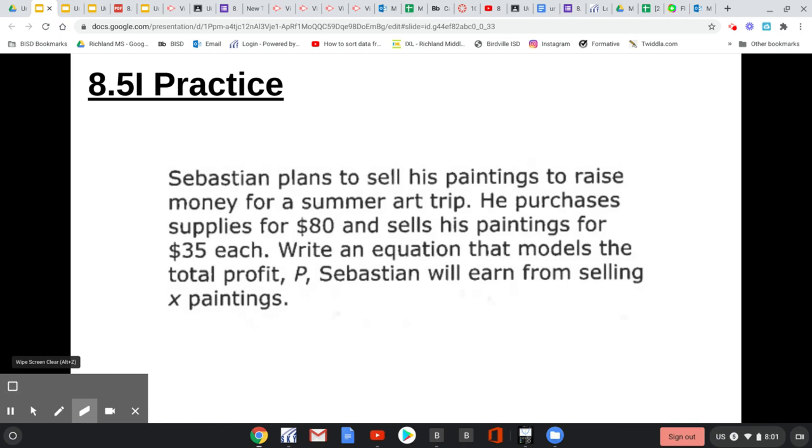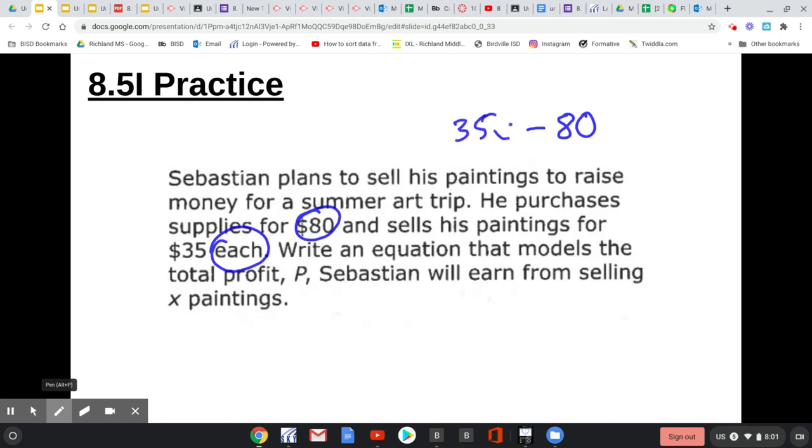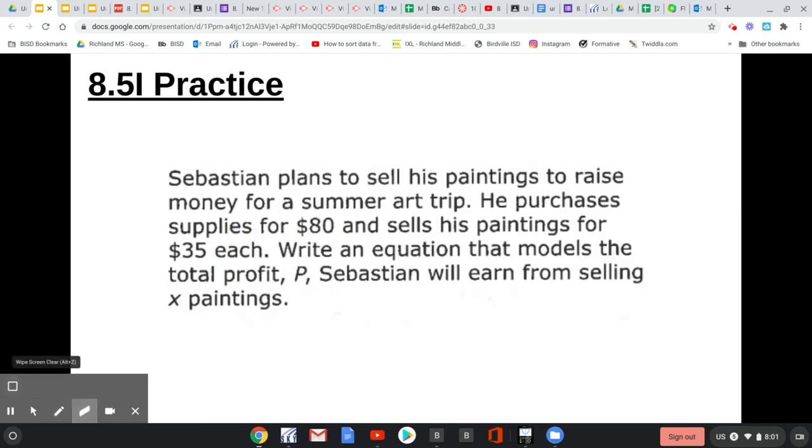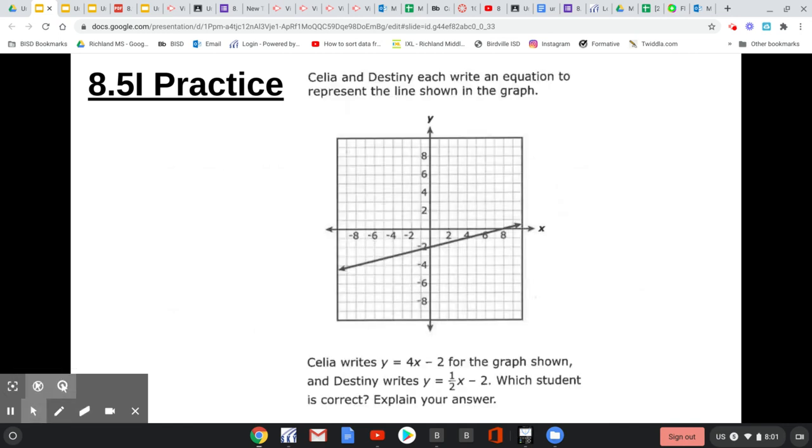Let's go look at another one. Sebastian plans to sell his paintings to raise money for a summer trip. He purchases his supplies for $80. So he's buying stuff for $80. So he's going to spend $80. And he sells his paintings for $35 each. There's our word. There's our slope, 35x. Y equals 35x minus 80. Let's look at the next one.